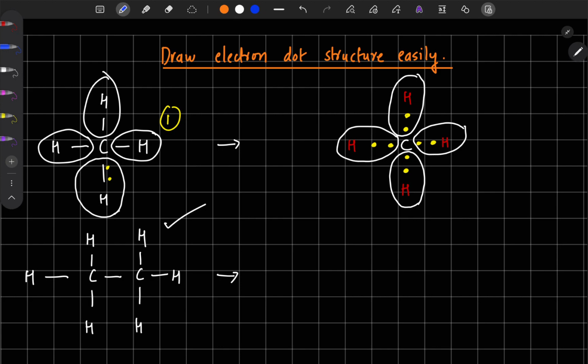Now comes the carbon. Carbon has four bonds, it is sharing electrons with four atoms. So when you draw the orbital of this carbon, you need to circle all these bonds, that means all these electrons. We should draw it like this. So this is the electron dot diagram of CH4. CH4 is methane. So this is the electron dot structure of methane.